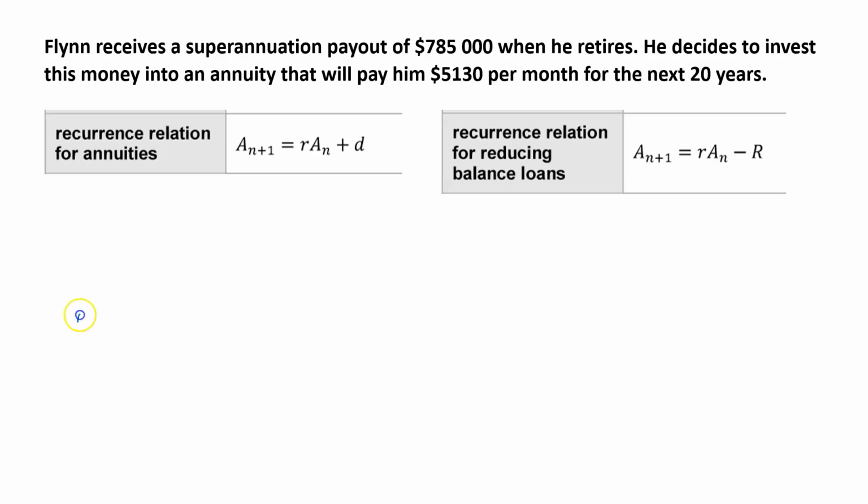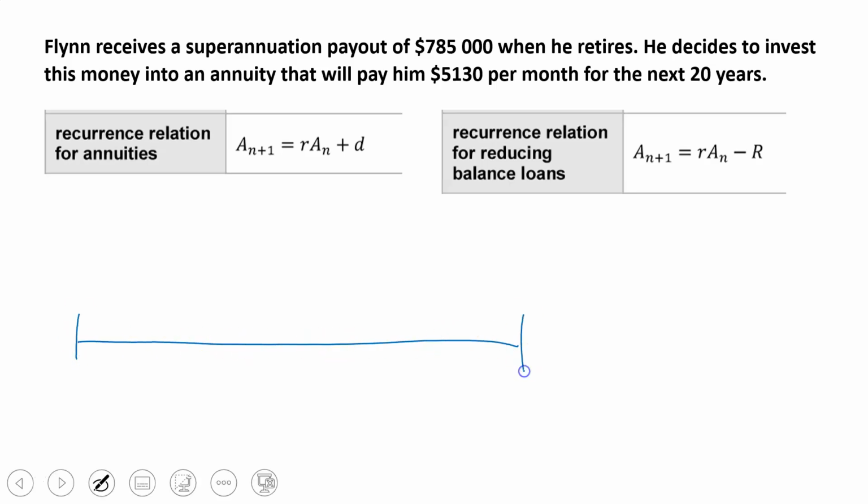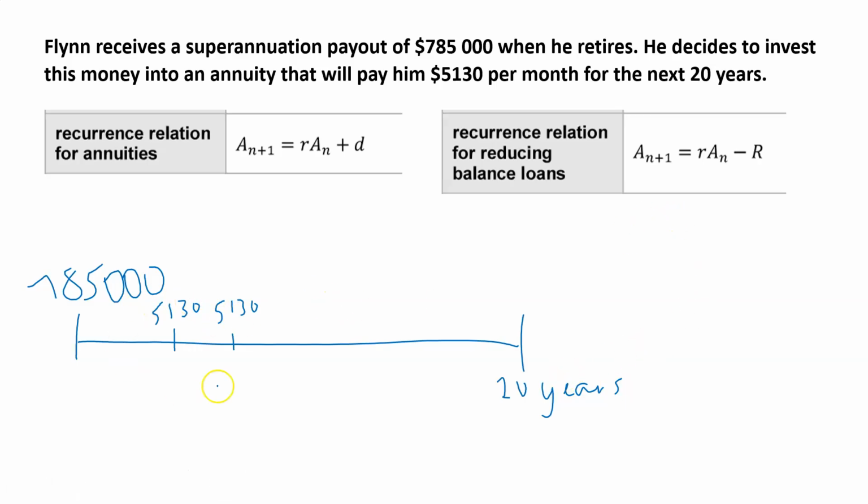So what we have here is Flynn has $785,000 that he receives when he retires. And he invests that into an account so that he will receive monthly payments of $5,130. And that's going to happen for the next 20 years. So the first thing we need to ask ourselves is, is this an example of an annuity? And I think we can say that it is, because we have equal, regular payments being made from this account.